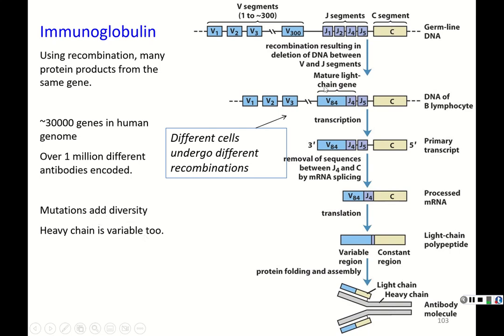This recombination happens through specific events. And if you're interested in the specifics, they're shown here, but in this class, you're not going to need to know how these specifics work. Just that recombination is what's allowing these immunoglobulins to have many different products from the same gene.